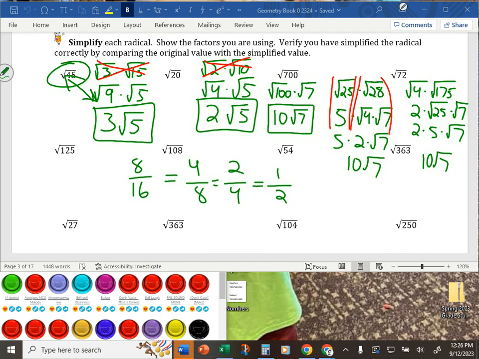Okay? My point is, always be looking for that largest perfect square to simplify with. Otherwise, you might not go far enough, or you create extra work for yourself. Not the worst thing, but, you know.